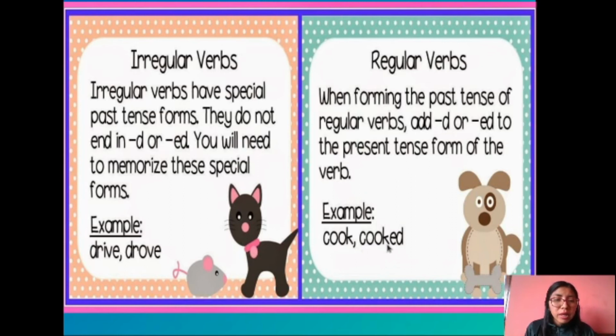Para formar el pasado simple o la forma del pasado participio del verbo, in regular verbs, en los verbos regulares solo vamos a añadir ed. En cambio, los verbos irregulares, we must study. Debemos estudiar para saber las otras formas de los verbos, ¿ok? We don't have any rule. No hay ninguna regla para la construcción de las formas de este verbo, ¿ok? So we have to study.